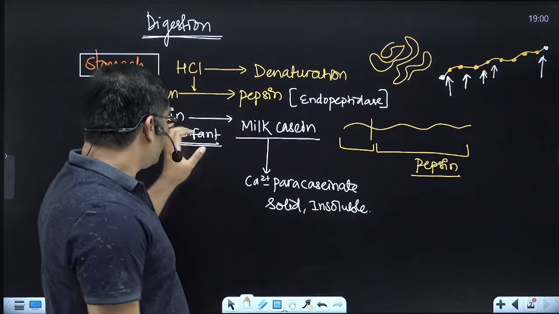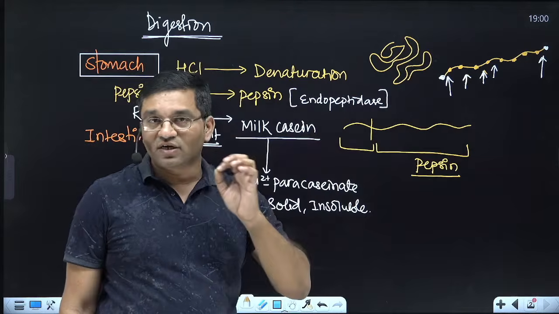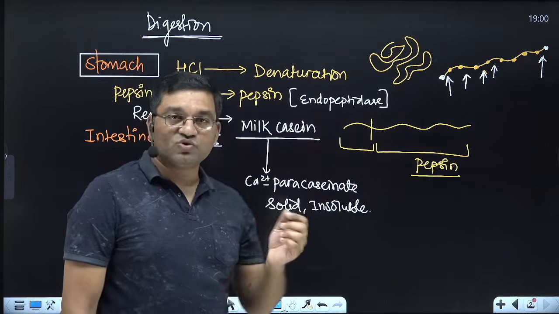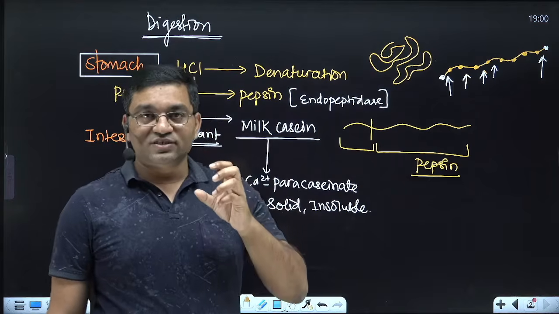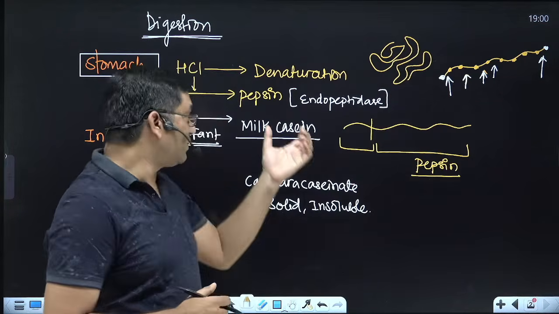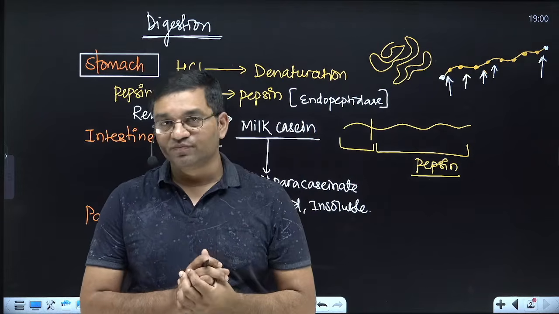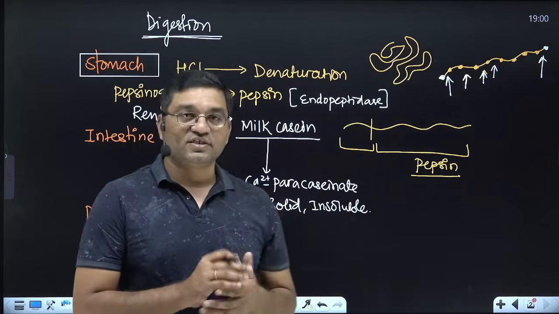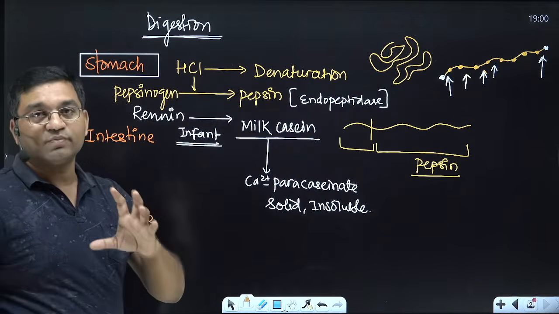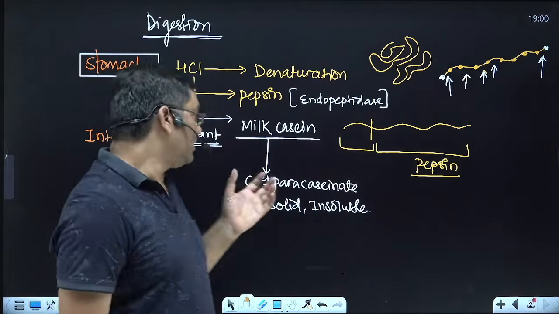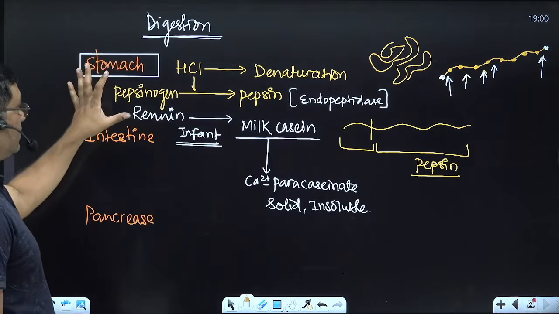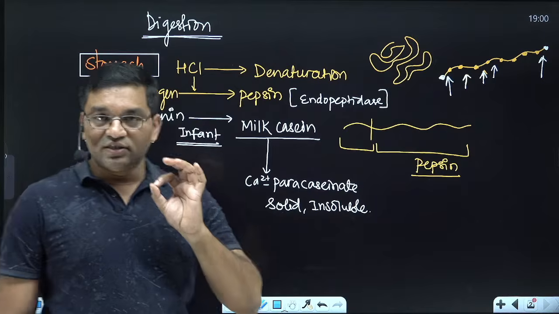So rennin acts on the milk and causes the curdling of the milk. That converts the milk into a solid insoluble form, and it gives the time for pepsin to act on this calcium paracaseinate. So this is important here. It is present in the infant but not present in the adult. Rennin. Okay. So HCl, pepsinogen, and rennin are secreted in the stomach.